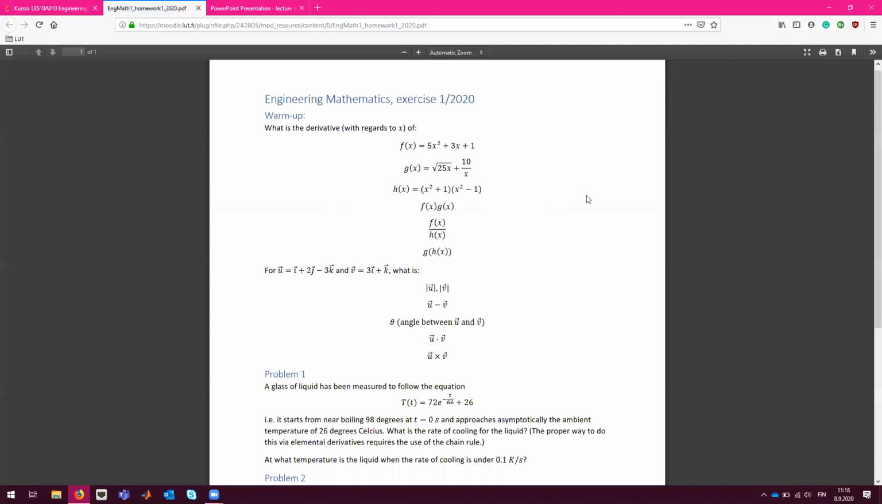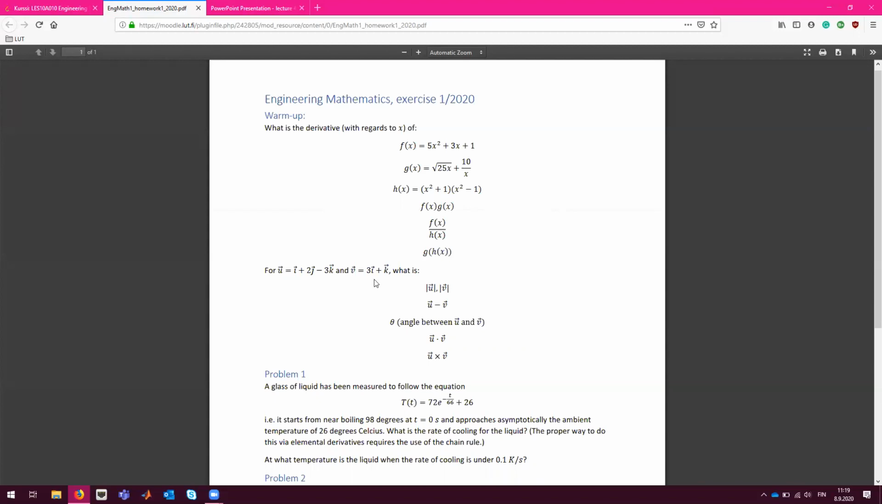First, differentiate the functions themselves. These are warm-up. You don't need to return these warm-up problems. And then let's see basic application of the multiplication rule, the division of functions, and then this chain rule.